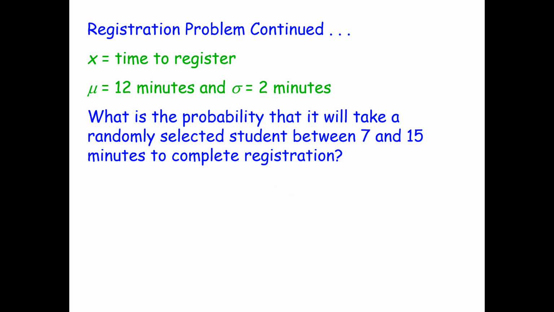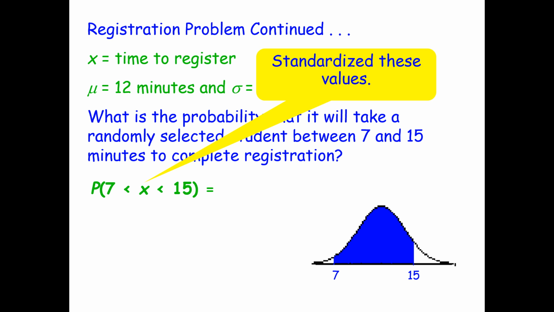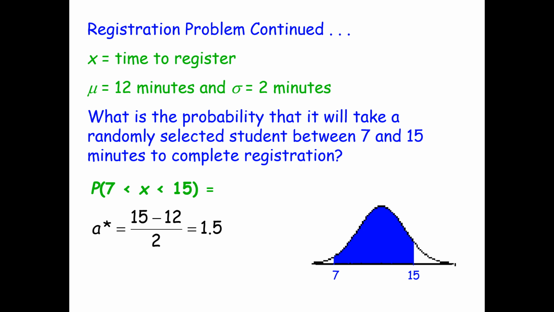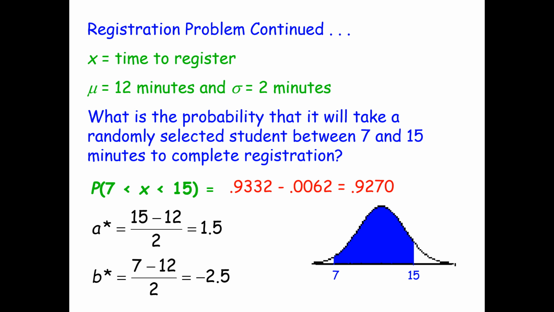So what is the probability that it will take a randomly selected student between 7 and 15 minutes to complete the registration? So here, we're going to actually standardize both of these values. So we're going to find our a star, 15 minus 12 divided by 2, which is 1.5, and our b star, 7 minus 12 divided by 2, which is negative 2.5. And we're going to look both of these values up in the table and then subtract them. Doing so is going to give us an answer of 0.9270.